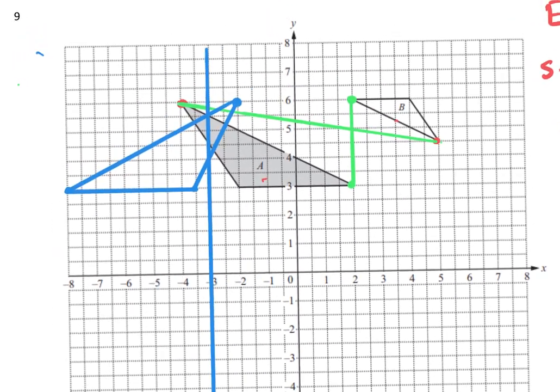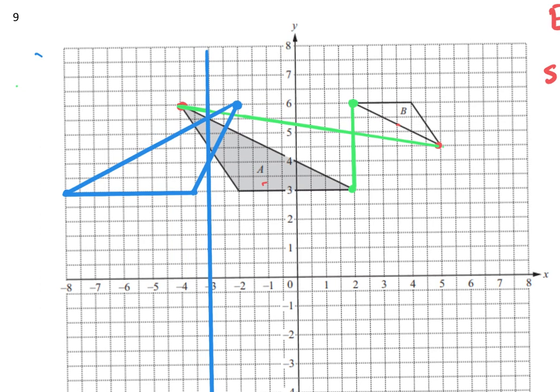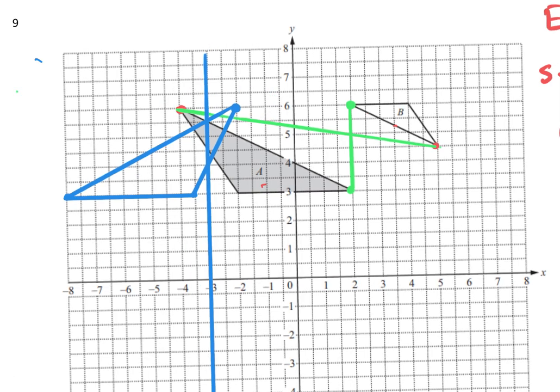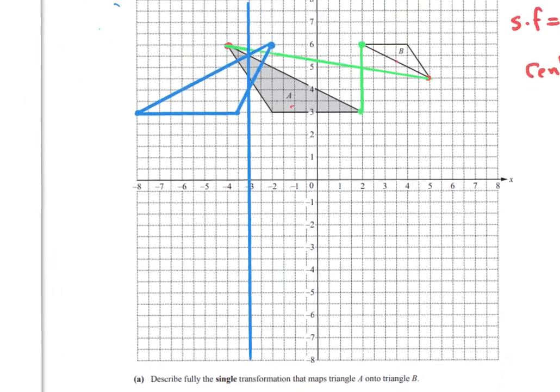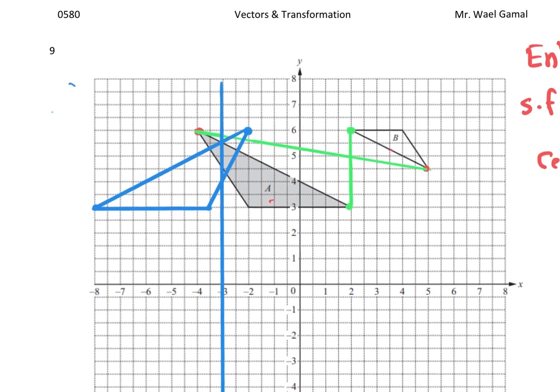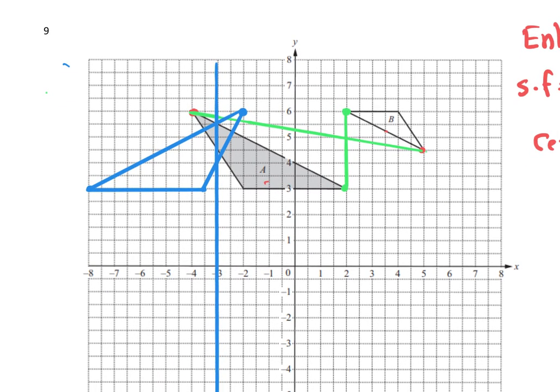If you use tracing paper, this is the easiest way. You put the tracing paper on the center of rotation, the origin 0, 0, and determine the center of rotation, then draw the triangle, then rotate the tracing paper 90 clockwise. Without the tracing paper we can also do this, with the center of rotation at the origin.